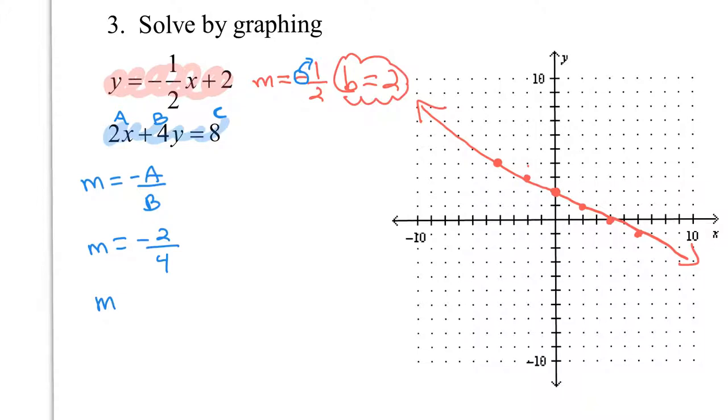You guys can simplify the fraction. Negative 2 over 4 simplifies to negative 1/2. Now, your y-intercept, b, that is the y-intercept. In standard form, to find the y-intercept, you guys will take the c value divided by b.